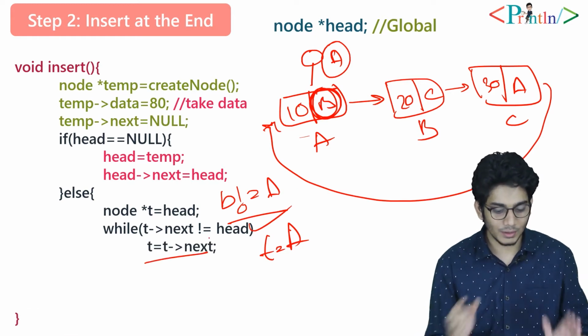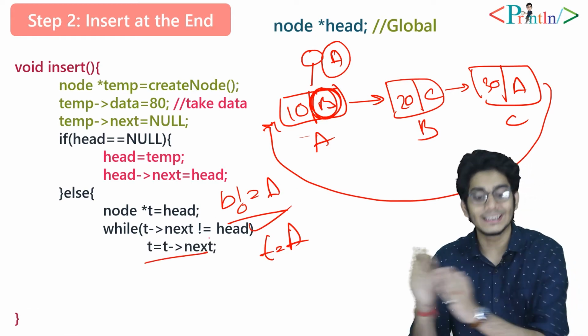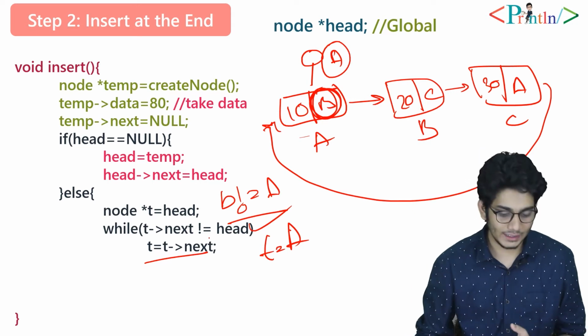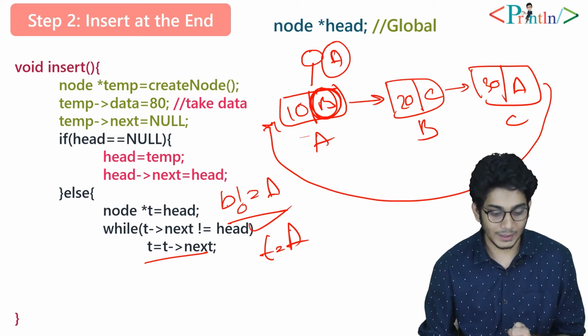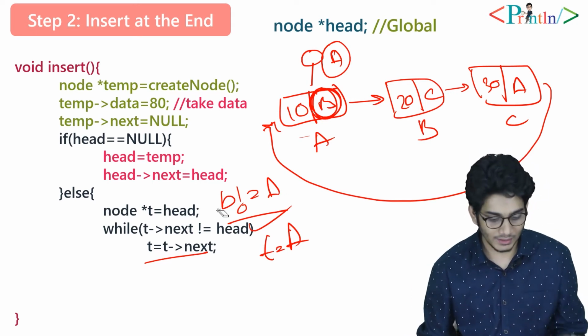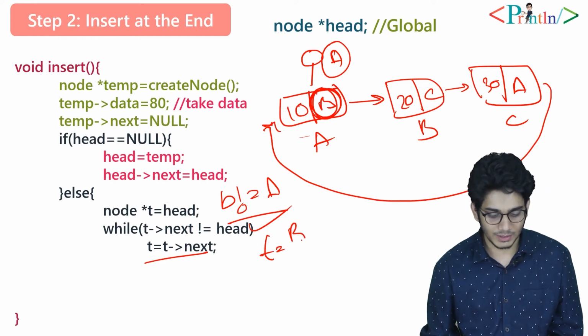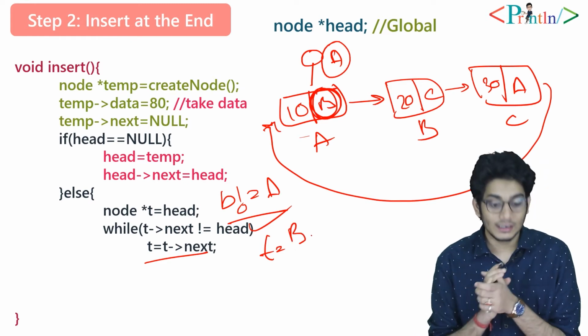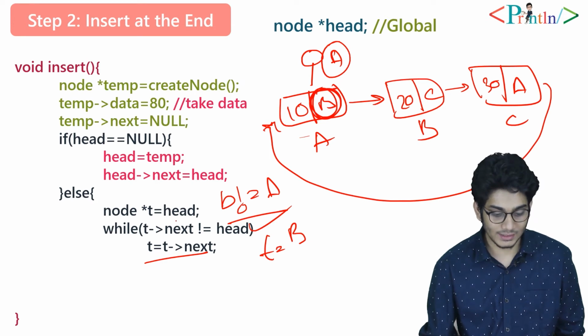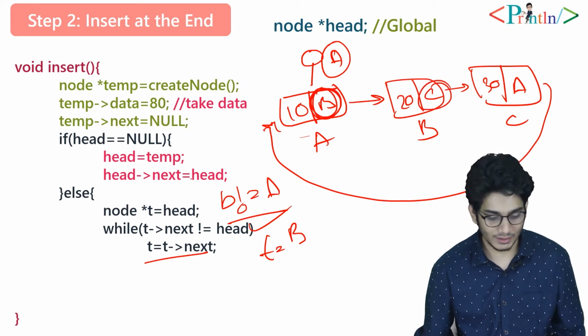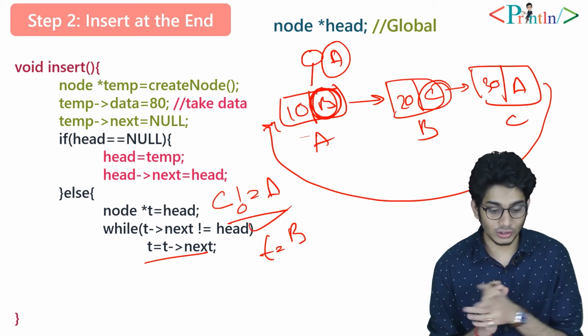Now we'll just move T to T next. What will be the value of T? The value of T will be B. What is the T next? That is B. Now the value of T will be B. So what is the B next? The B next is C. Now what is the value of T? That is B. So C is also not equal to A.